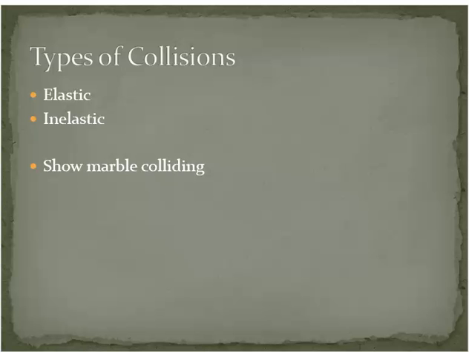We have what's called an elastic collision. Elastic is when the items are going to bounce off of each other. An example of an elastic collision is a ball and bat. They hit, bounce off each other, and keep going.